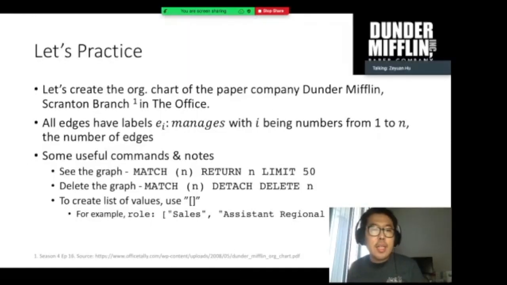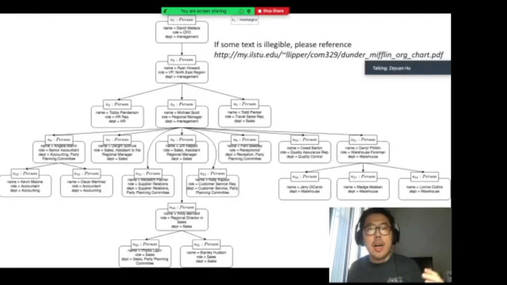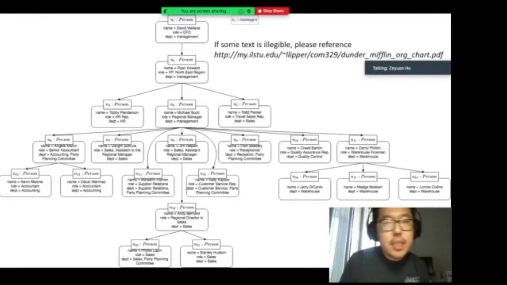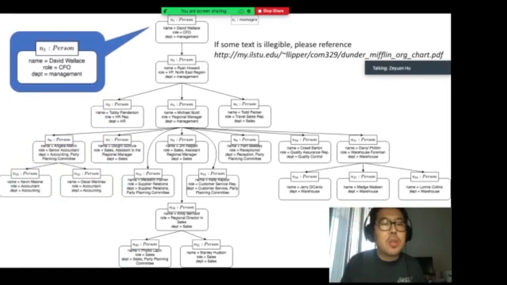This is the org chart of Dunder Mifflin. You will have 5 minutes, but you don't need to create the whole graph. I will provide the data for you after the 5 minutes, so you can just start playing around. For instance, you can start by creating one single node: David Wallace, who serves as CFO of Dunder Mifflin, works in the management department, and has a node label Person.